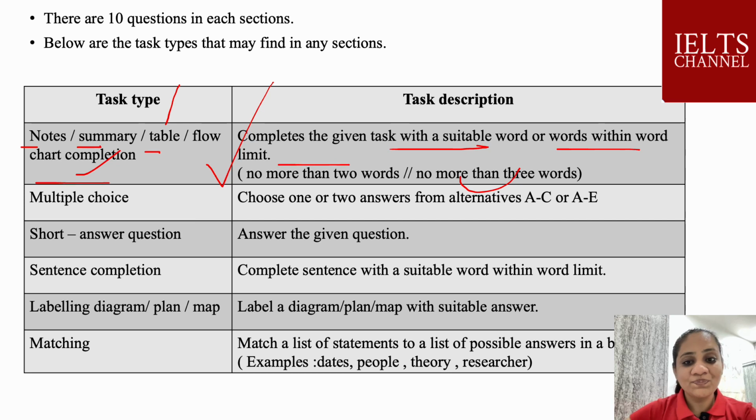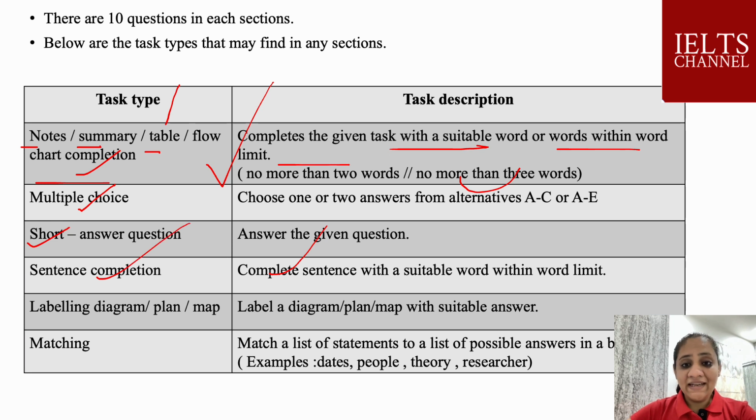Let's say the next category is the multiple choice question. Multiple choice is called the MCQ. One question is given and three options are given. You have to choose one answer from it. Sometimes one question is given and A to E options are given, and you have to choose two options for it. If you want to opt for two options or two answers, they have written clearly, write down two answers. The third category is the short answer question. A question is given and you have to write just the answer. And you have to focus on the certain instruction.